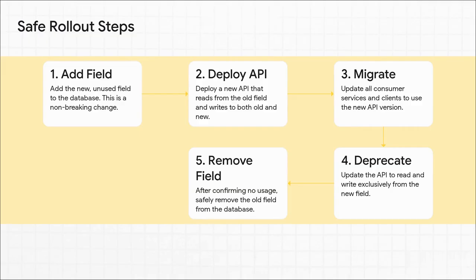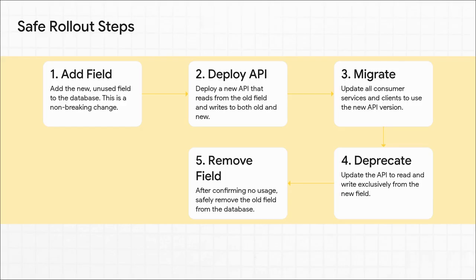Just look at this. Step 1, you add the new field to the database, but, and this is key, you don't use it yet. It's a totally non-breaking change. Then, for step 2, you deploy a new API version that actually writes to both the old and the new fields. This keeps everything in sync while you transition.